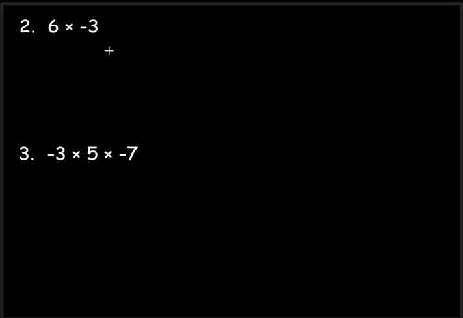And then number 2, solution. What do we have? 6 times minus 3. Now what sign does 6 carry? 6 carries plus. So plus times minus will give us minus. And then 6 times 3 will give us 18. So our answer there will be minus 18.